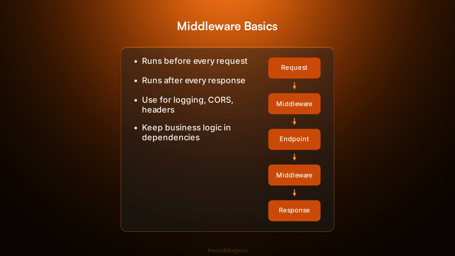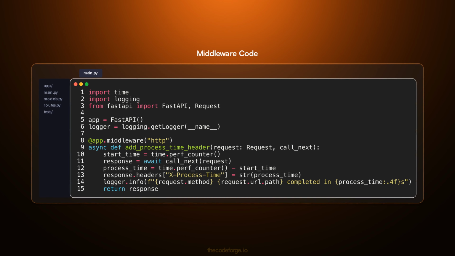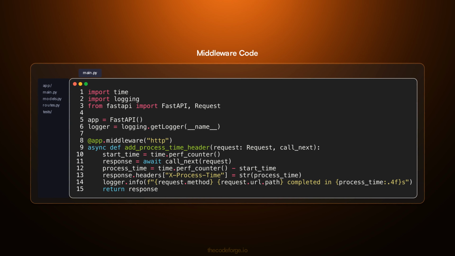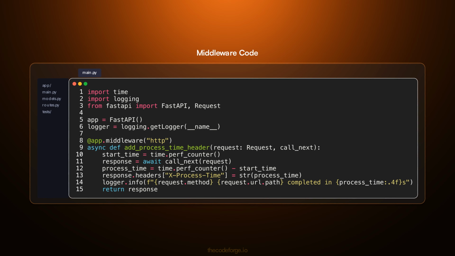Use it for logging, CORS, security headers, and request timing. This middleware adds an X-Process-Time header to every response and logs the request duration. It wraps the call_next function to measure time. Middleware is the only way to enforce global behavior without touching every route.